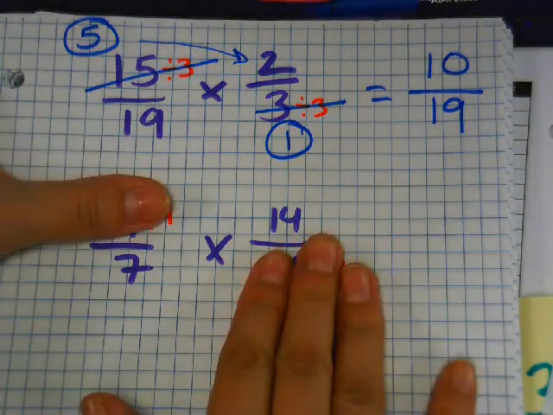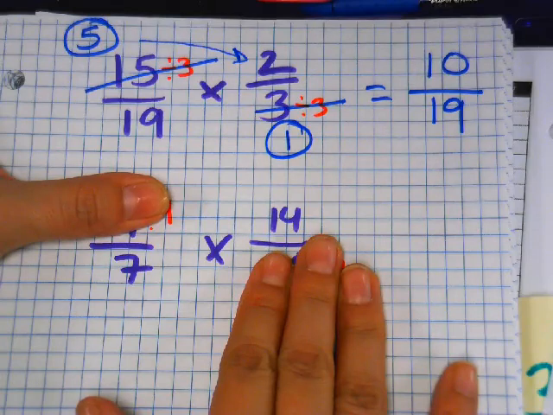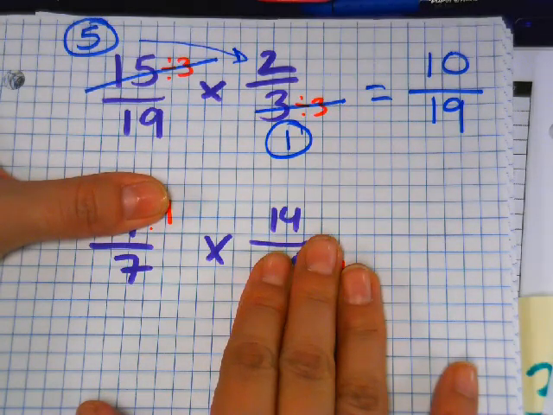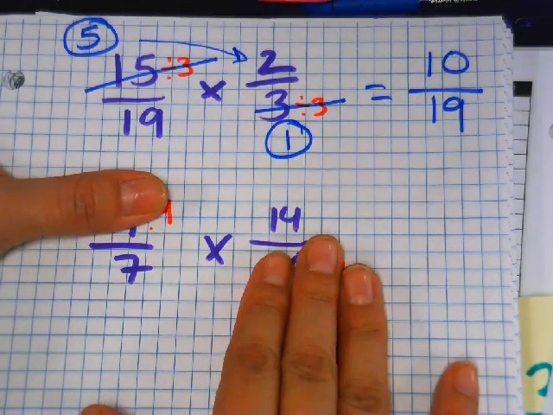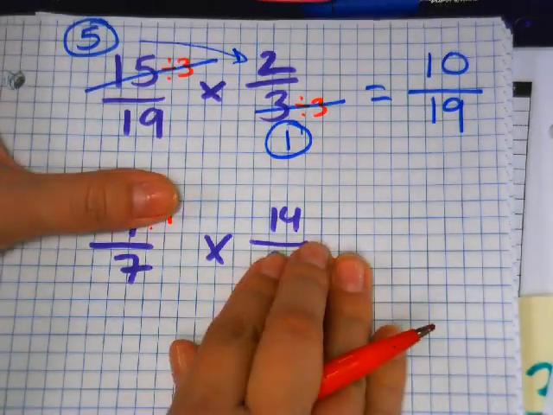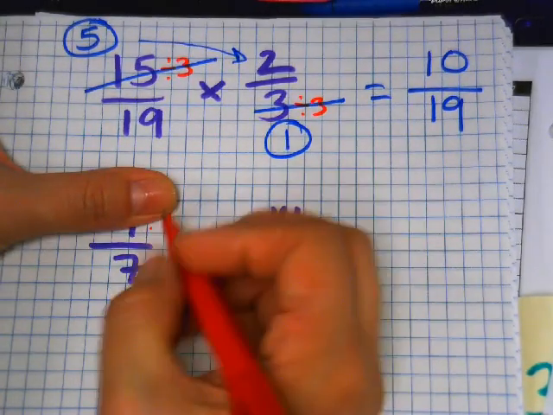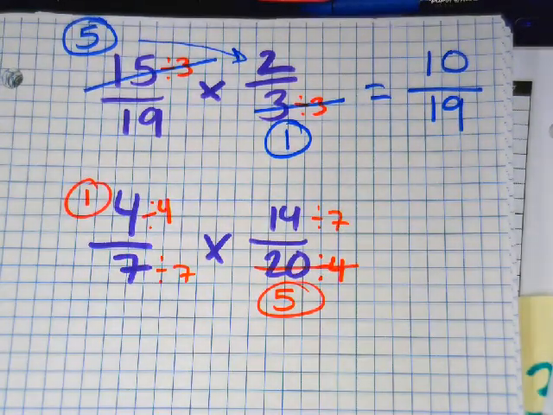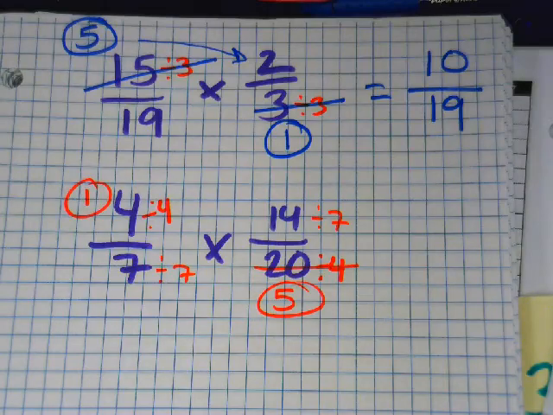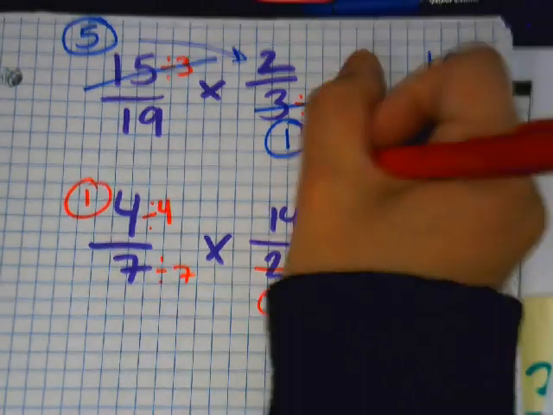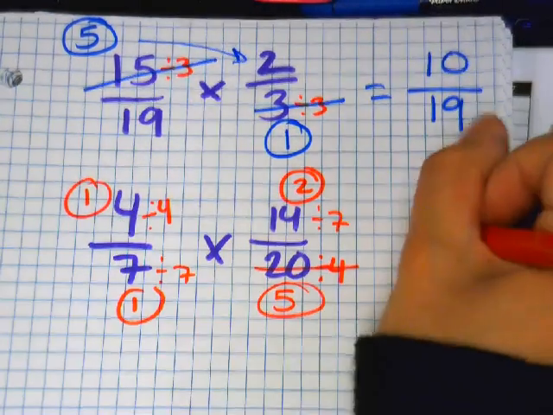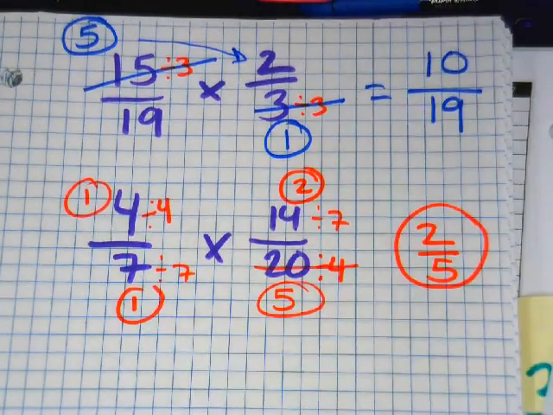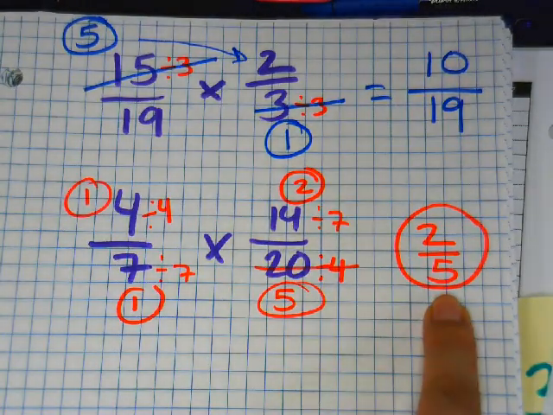You have to do all of them. What can I divide 7 and 14 by? 7. Now let's say we didn't do the 7 and the 14. You would still get an answer, but then you have to simplify at the end. Because the right answer on the iPad would be 2 over 5. That's the one that's going to give you the points. Anything else, you're not done simplifying.